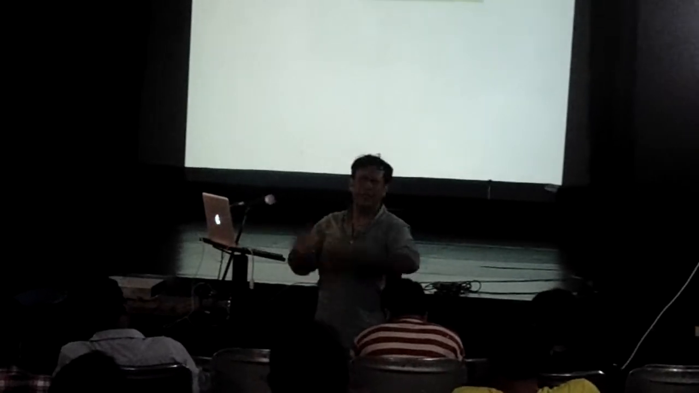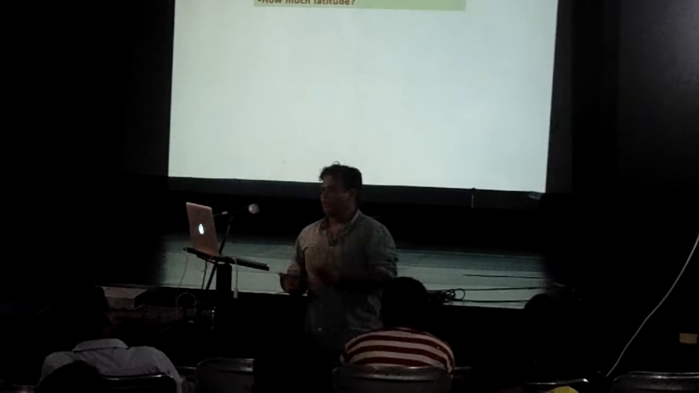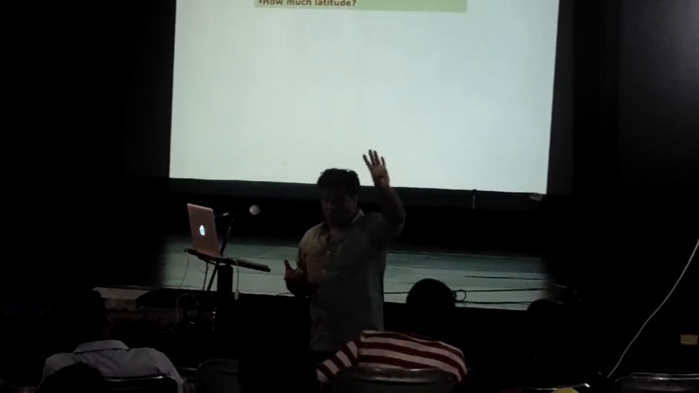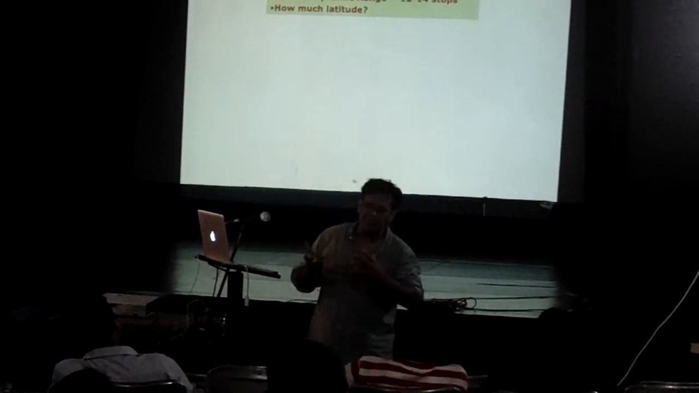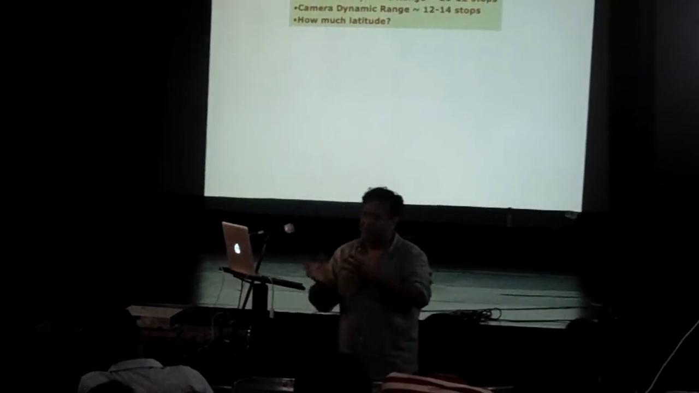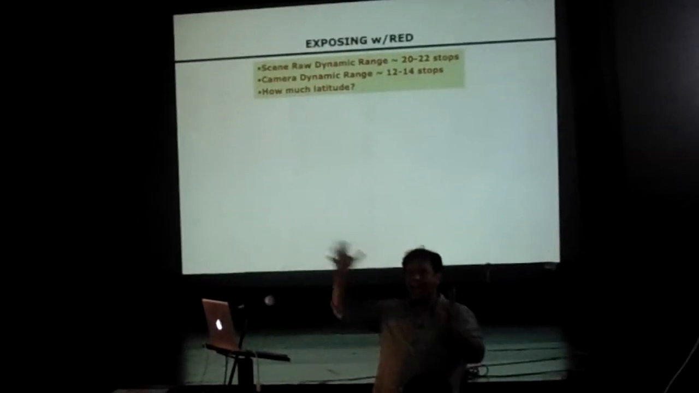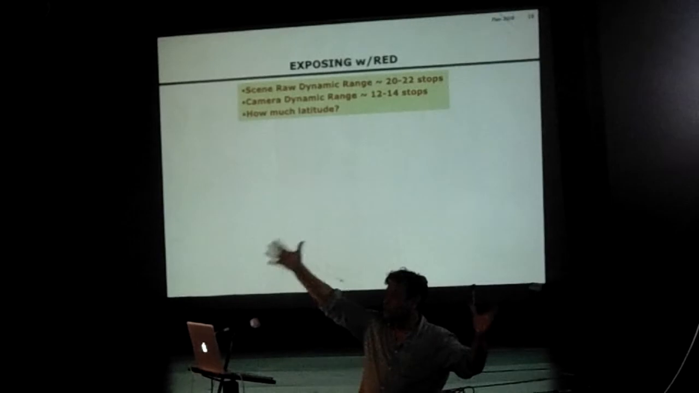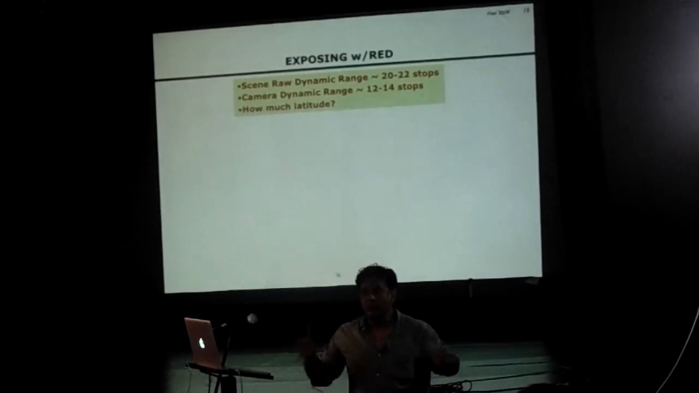So, a given scene can very easily have 20, 22 stops of range, from the brightest light to the darkest. Your camera has maybe 12 to 14 stops, like if you use RED without the HDRx mode, which I'll come to in a second. Maybe 12 stops, 12 plus, maybe 14, 13 plus. So how do you handle those additional 8, 10 stops that you have in your scene? How do you handle it?